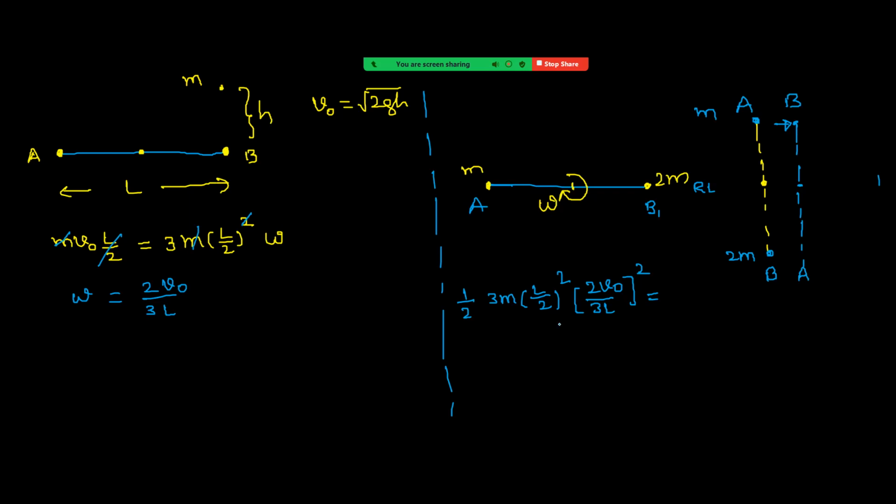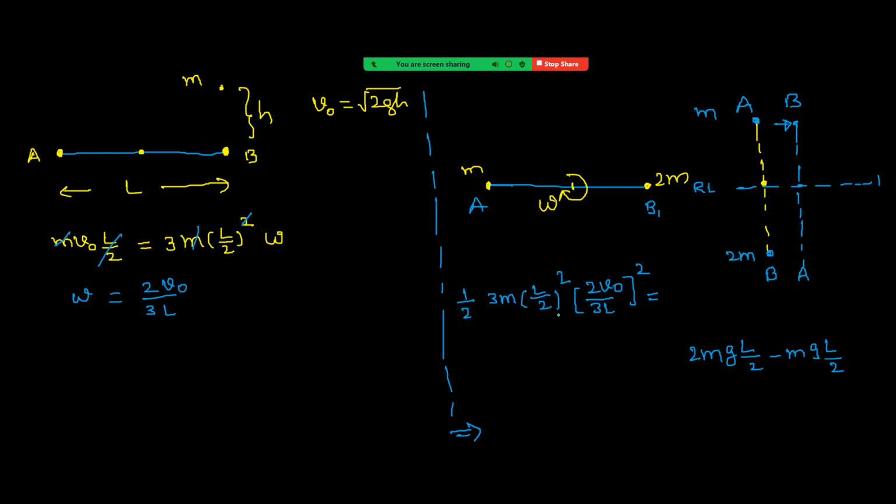So I'm writing here: loss in the rotational kinetic energy converts into gain in the potential energy. From this reference level, B moves up by a height L by 2, and A comes down by a distance L by 2. That means B gains gravitational potential energy 2m into g into L by 2, and A loses gravitational potential energy m into g into L by 2. So the remaining part is just calculation.